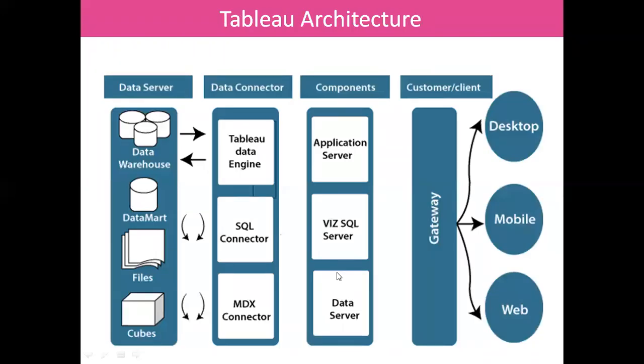So this is the Tableau architecture. If you look at this, in this Tableau architecture I have basically divided it into 4 sections. We have a data server, data connectors, components, and customer clients. Customer clients are our end clients, so they can access the dashboards or the reports on their desktop, on their mobile phones, or through the web also. So the gateway is responsible for handling them.